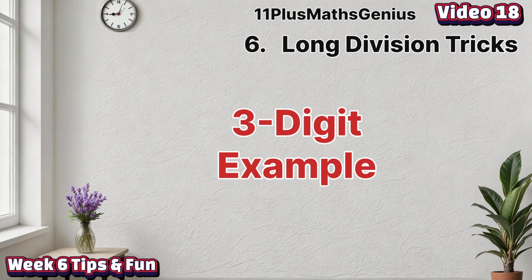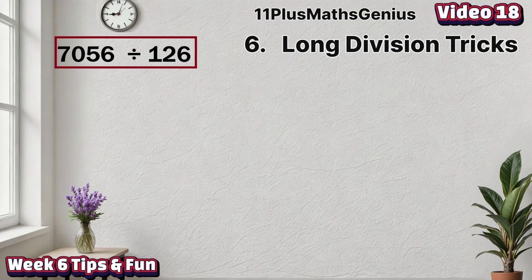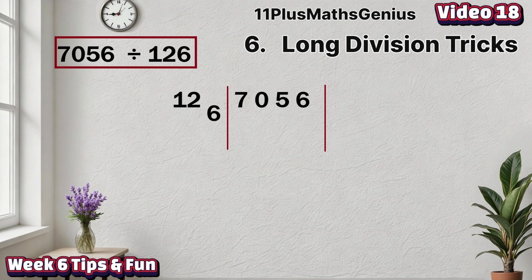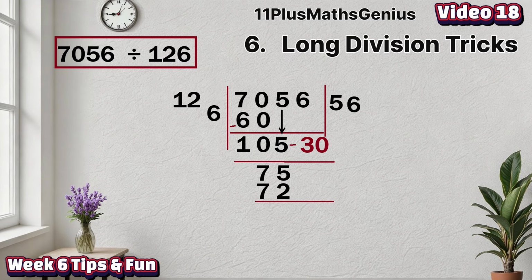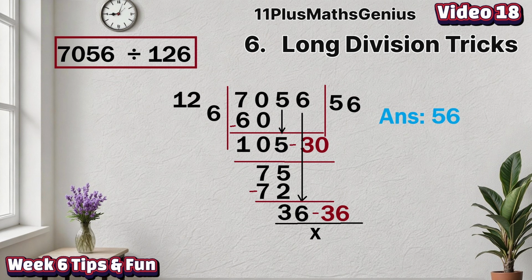Let's see a 3-digit example. 7056 divided by 126. 12 times 5 is 60. 70 minus 60 is 10. We bring down 5. Now 6 times 5 is 30. We put it here and subtract from 105. Now we have 75. 6 times 12 is 72. We put 6 in the quotient and subtract 72 from 75. We have 3. Now we bring down the last digit 6. Whenever we bring down any digit, we multiply the ones by the last digit of the quotient. So 6 times 6 is 36. 36 minus 36 is 0. Since we do not have any more digits and no remainder, our answer is 56.